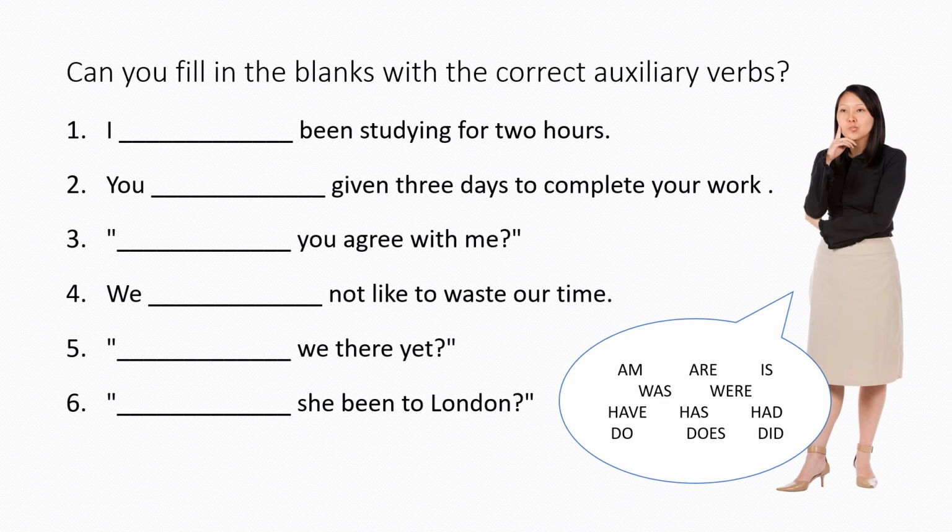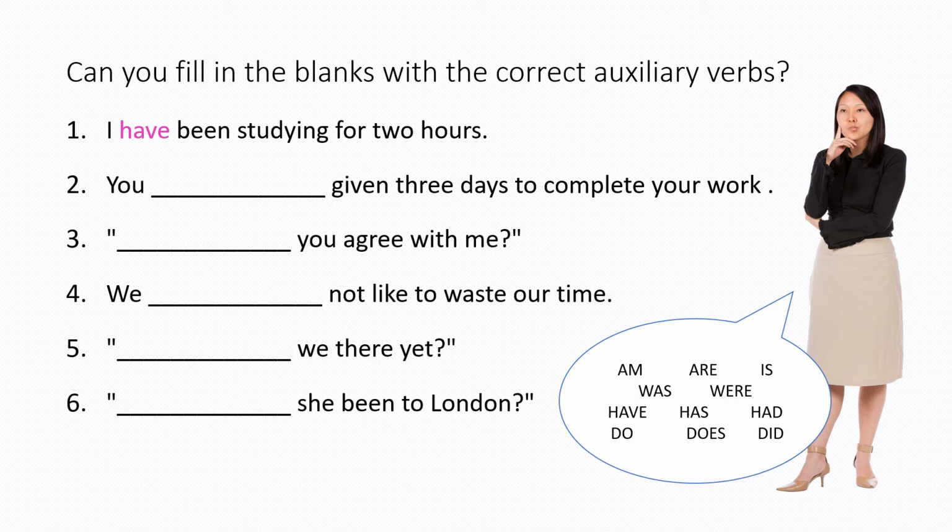Let's look at question 1. I been studying for 2 hours. Could it be am? I am been studying for 2 hours. Could it be is? I is been studying for 2 hours. Could it be have? I have been studying for 2 hours. In this case, have is correct. Let's move on to question 2.